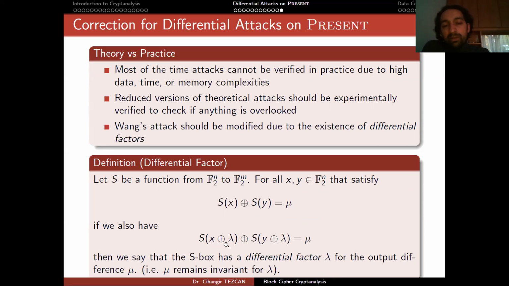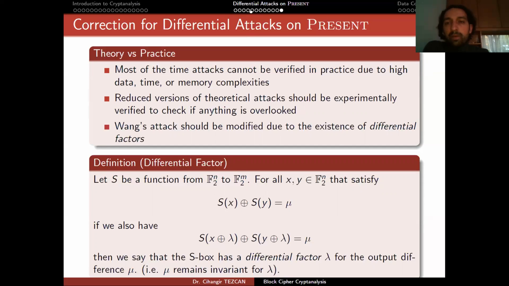This is important because when you are guessing the key, you are XORing the input value with the round key bits. This actually corresponds to lambda. So this is why when the counter of a key is incremented, that key XOR lambda is also incremented. So two different keys always get the same counter. This is due to the differential factors.